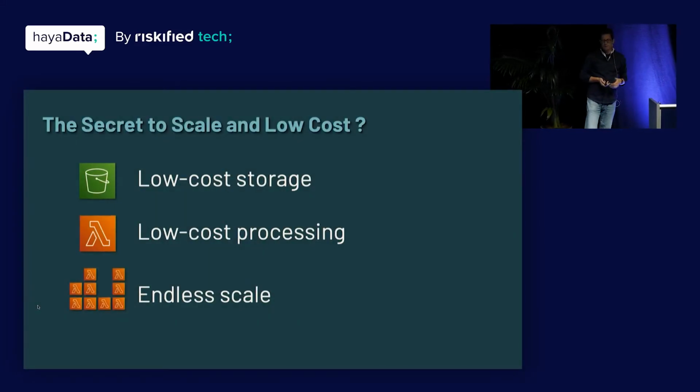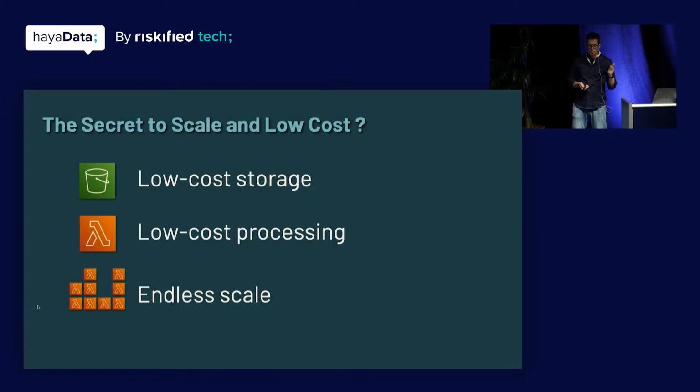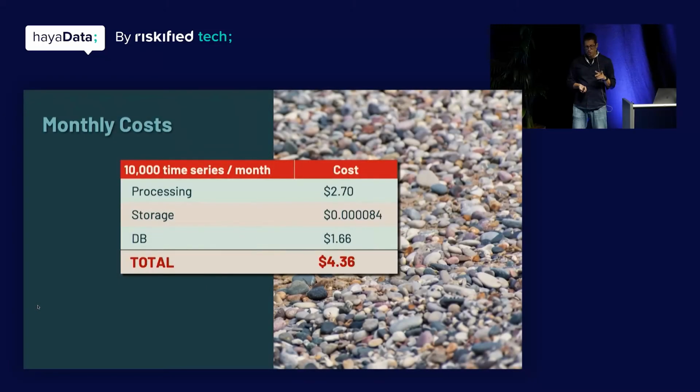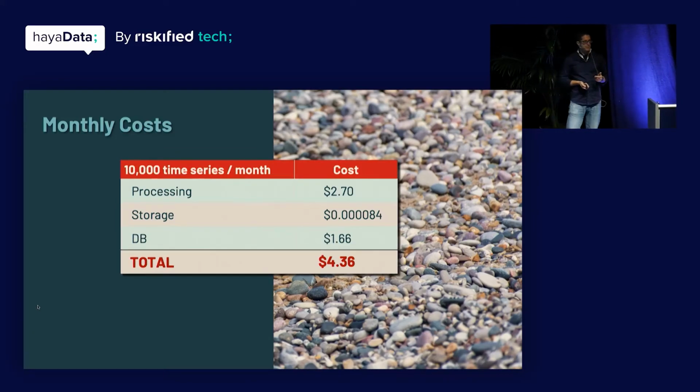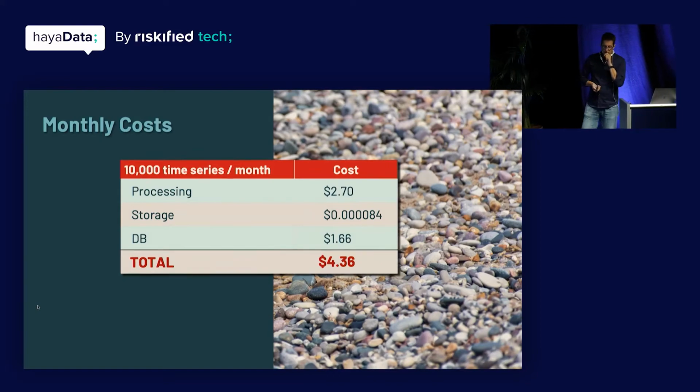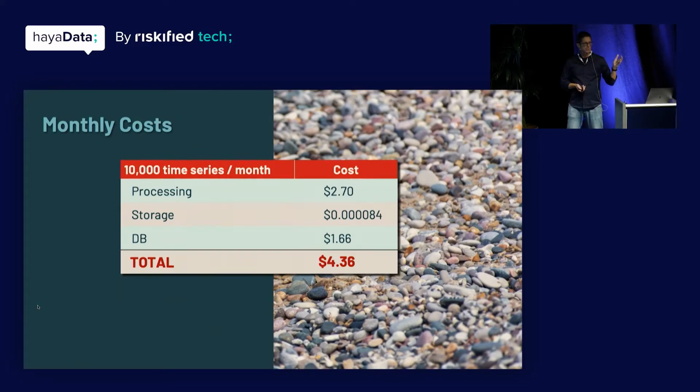So what did we get? We got low-cost storage, S3, we got low-cost processing, and we got endless scale. Let's see how low-cost it is. So for 10,000 time series that we run for a whole month, we pay a mere $2.70 for processing. Storage is negligible. It's a fraction of a cent. I don't even know how to say that. And the DB is another $1.66 per these 10,000. So for a total of $4.36, which is pretty much a cup of coffee, we can calculate 10,000 time series for a whole month every day.